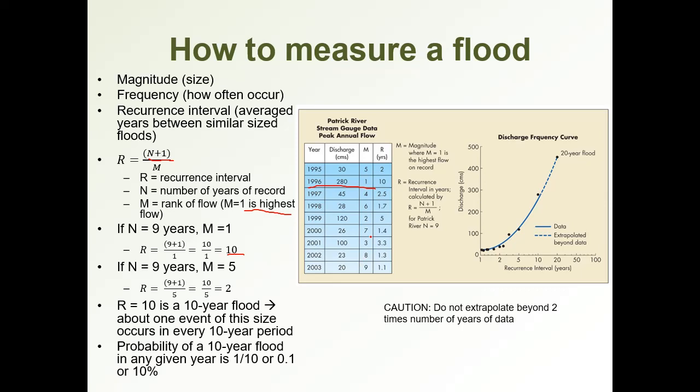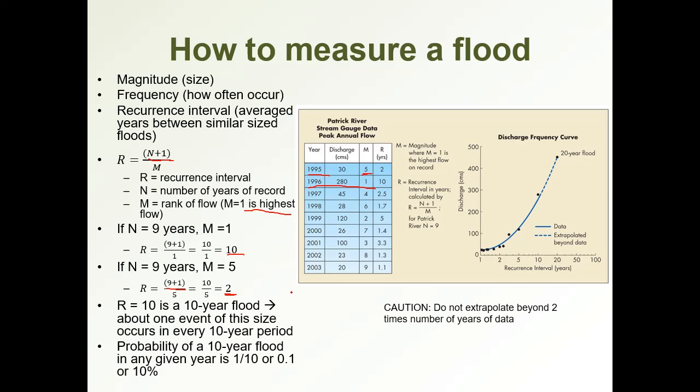If we look at the middle one, this is the flood from 95, which is a rank 5. If we take our number of years, which is 9, plus 1, so 10, divided by our rank, which in this case is 5, 10 divided by 5 is 2. So this is a 2-year flood. We would expect a flood of this size in each 2-year period.